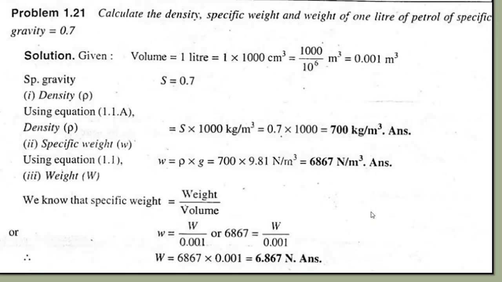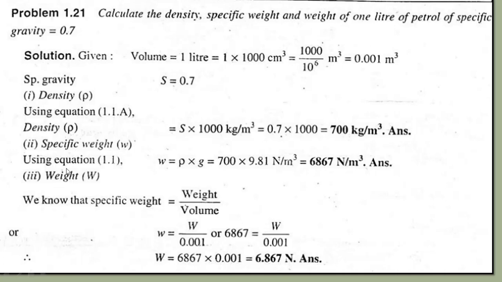Then calculate the density, specific weight and weight of 1 liter of petrol of specific gravity 0.7. So solution, given that volume is equal to 1 liter, which is equal to 1000 centimeter cube, which is equal to 1000 divided by 10 raised to 6 meter cube. We have converted it to meter as a unit conversion. Then specific gravity is 0.7. Density rho using the equation S into 1000 kg per meter cube is equal to 0.7 into 1000, which is equal to 700 kg per meter cube. This is the density.